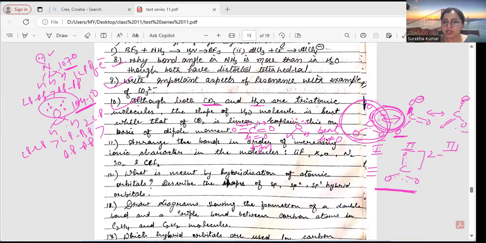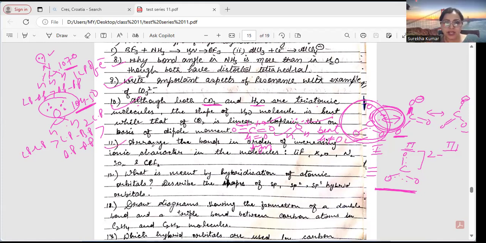So what is the main answer? CO2 is not having any lone pair of electrons, so dipole moment is zero. In water, the structure is bent because of the presence of two lone pairs of electrons and dipole moment is not zero. Okay, zero, not zero, no lone pair, two lone pairs. That's why linear and bent.